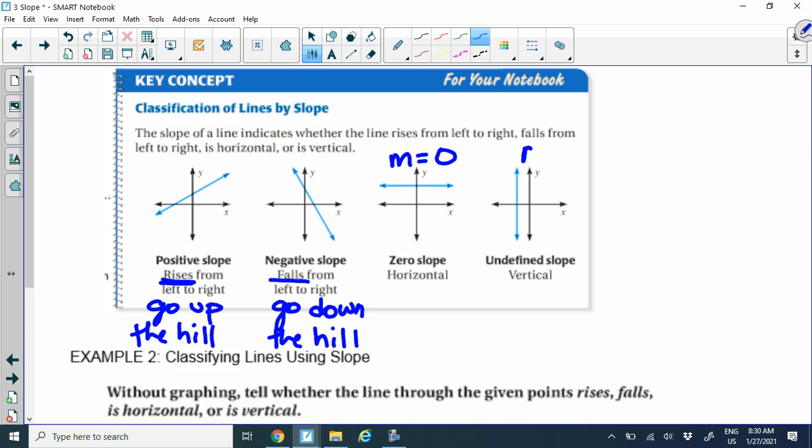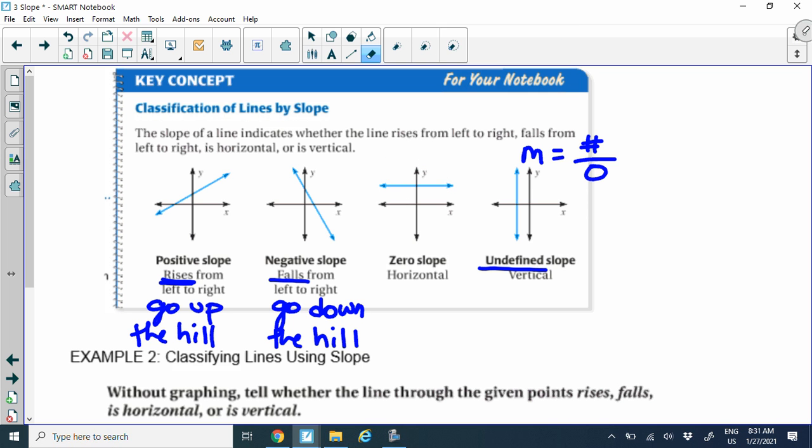What about an undefined slope? So this means we have m equals a number over 0. So anytime 0 is in the denominator, that means that it's going to be undefined. So that represents we have a vertical line, but it's called an undefined slope. And then for here, I'll rewrite this. M will equal 0 over a number. When we simplify, it will be 0.